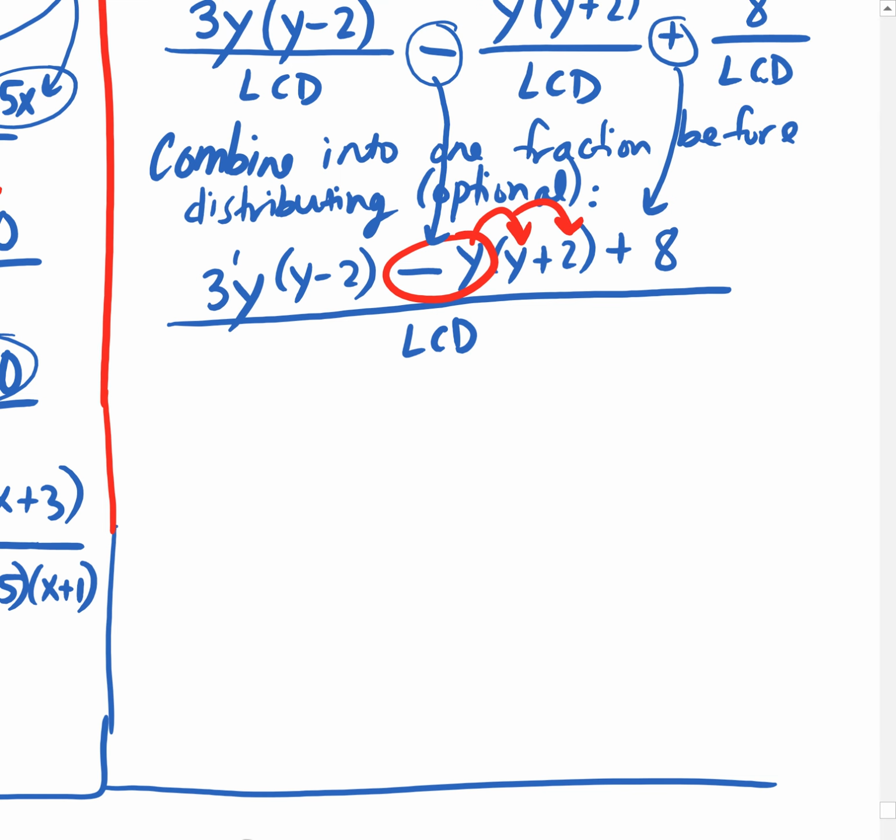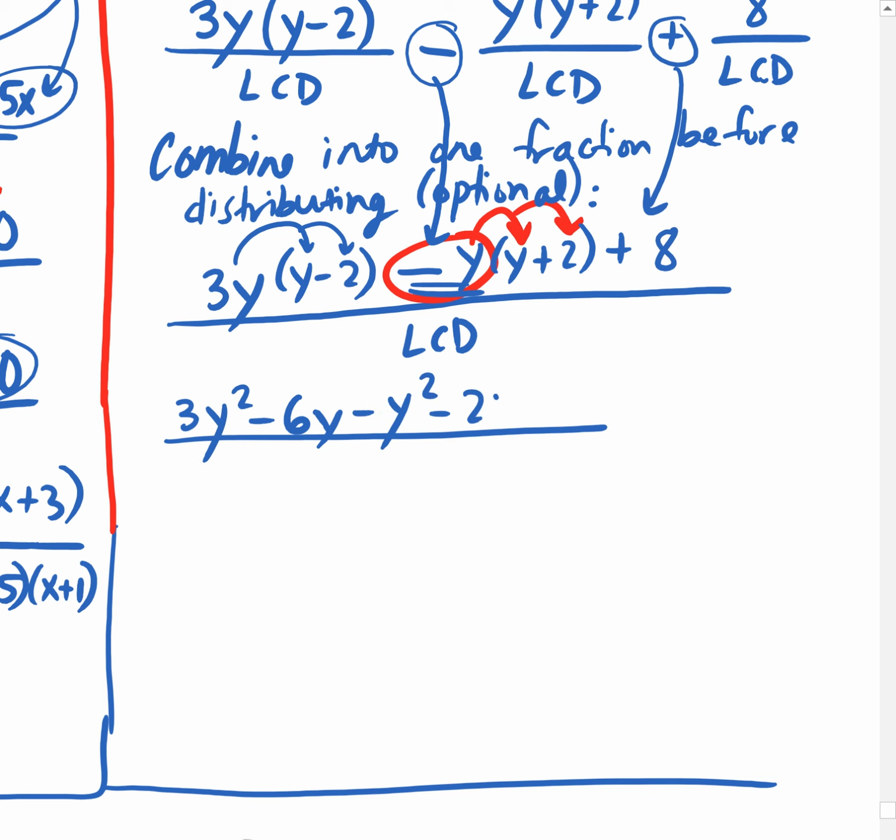So how about we distribute this 3y in here. That'll make it 3y squared minus 6y. And if I distribute this negative y into the y plus 2, negative y times y is negative y squared. Negative y times 2 will be negative 2y. And then we have the plus 8 at the end over that LCD.